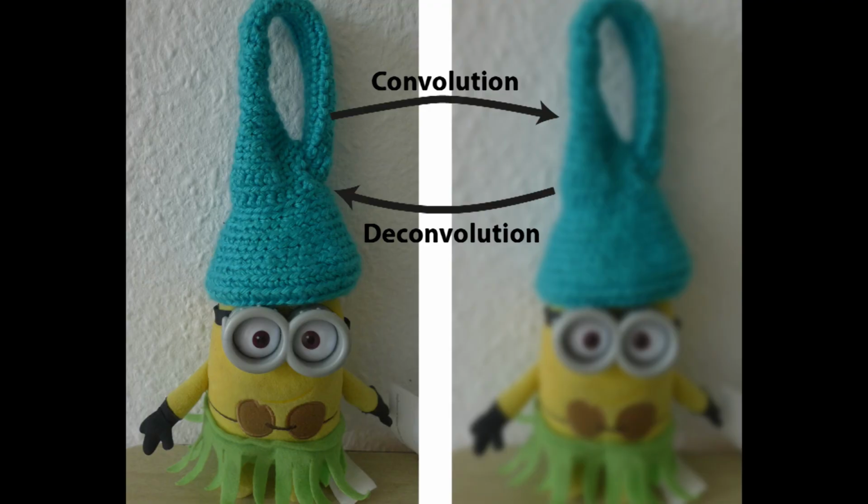Just as subtraction reverses the effect of addition, the deconvolution reverses the effect of a convolution. This is why deconvolutions are common in image processing when it comes to reversing a blurring effect or making images sharper.